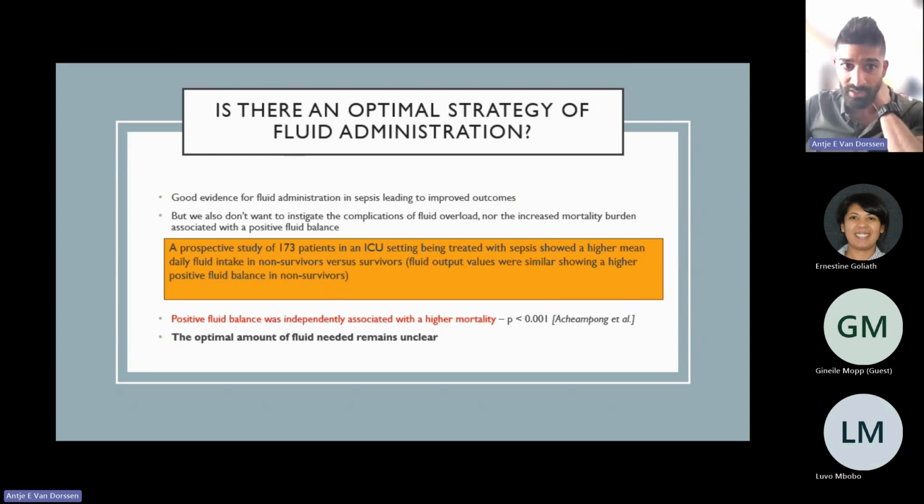This was actually evidenced by a prospective study which included 173 patients in an ICU setting being treated for sepsis. It showed a higher mean daily fluid intake in non-survivors versus survivors. The fluid output values were mostly similar, which showed that there was a vast difference in the overall positive fluid balance. So positive fluid balance was independently shown to be associated with higher mortality. It was quite a significant finding. So the optimal amount of fluid needed still remains quite unclear.